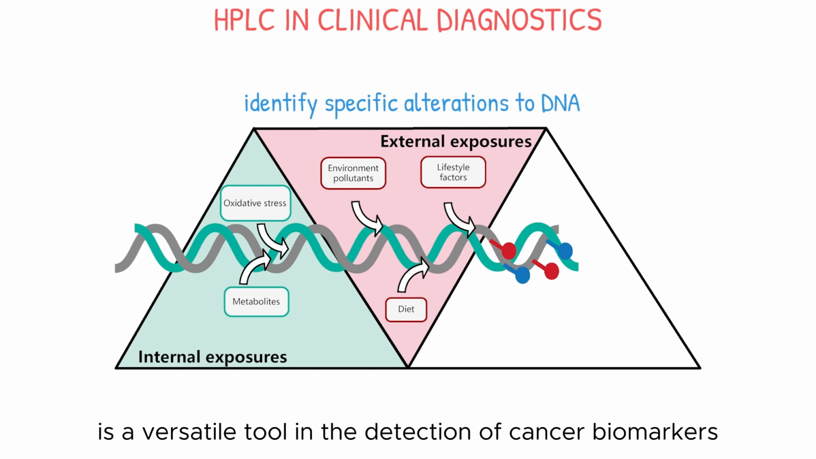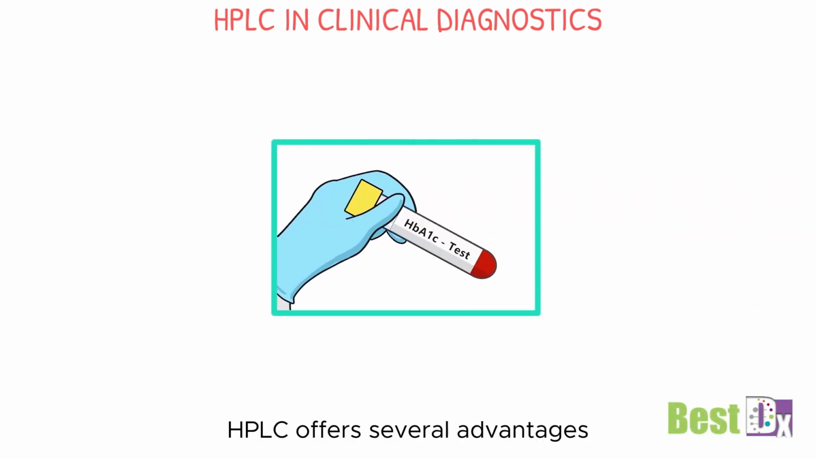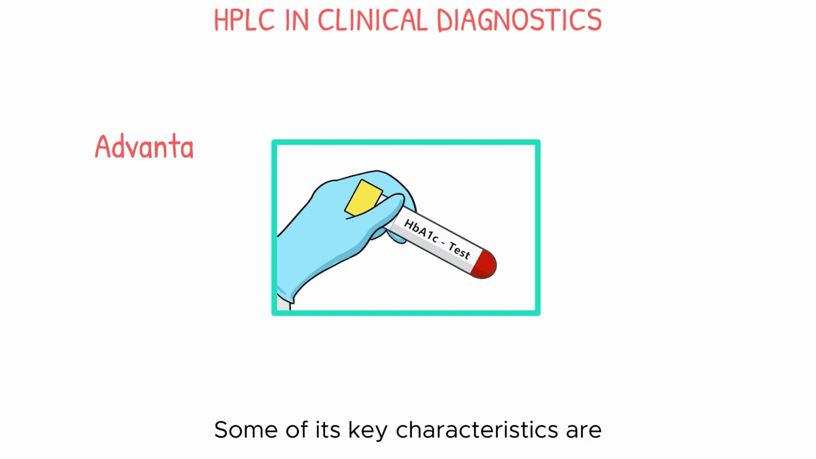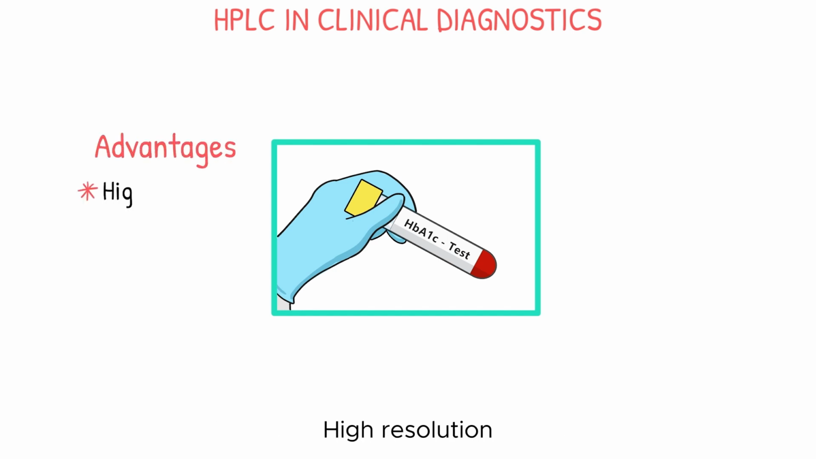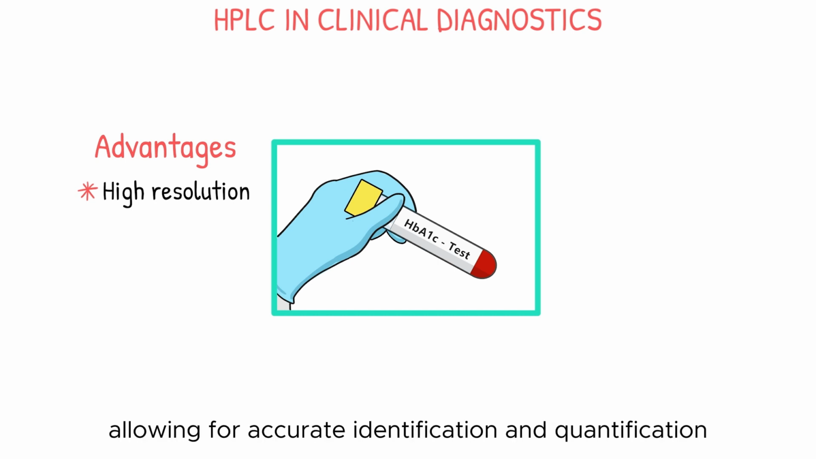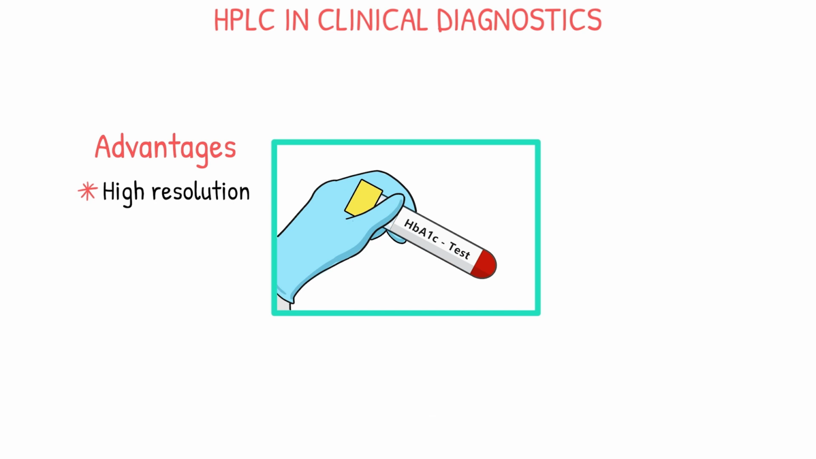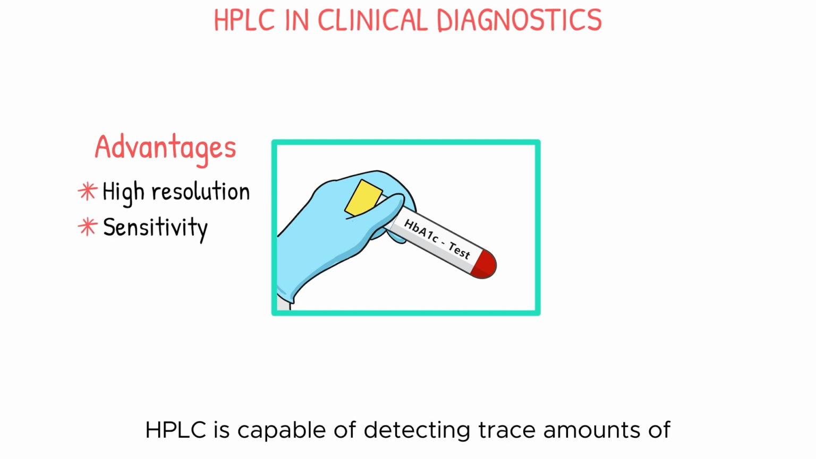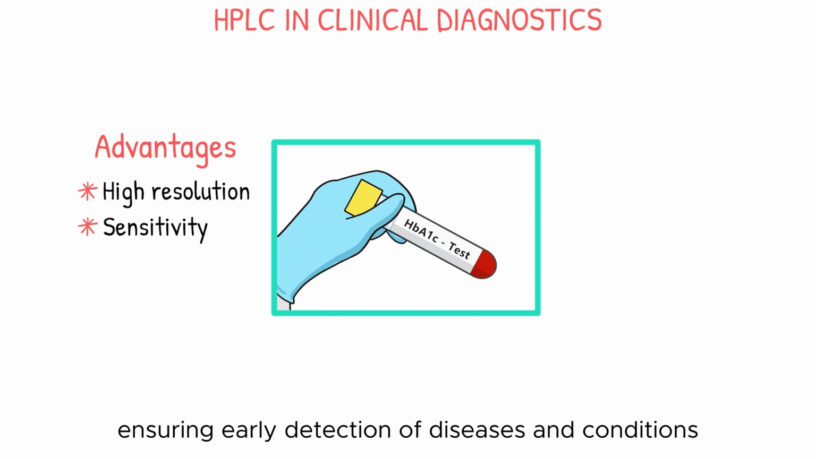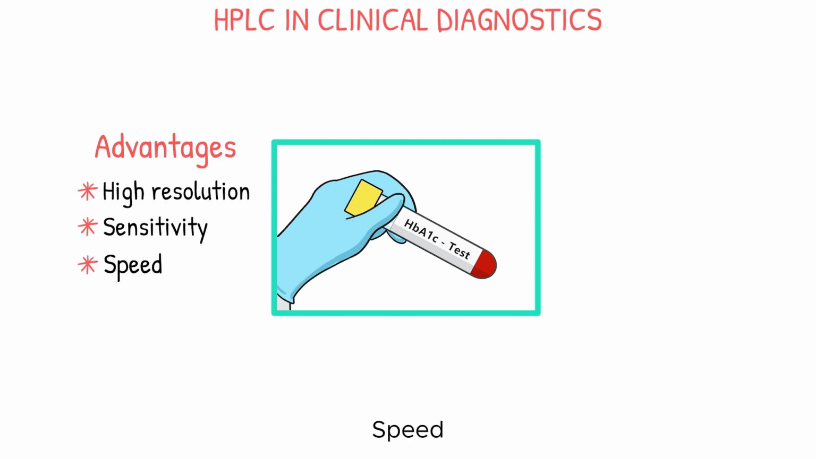Therefore, the use of HPLC, especially when combined with mass spectrometry, is a versatile tool in the detection of cancer biomarkers. HPLC offers several advantages in clinical diagnostics. Some of its key characteristics are high resolution, as HPLC can separate components with similar chemical properties, allowing for accurate identification and quantification. Sensitivity. HPLC is capable of detecting trace amounts of components in complex biological samples, ensuring early detection of diseases and conditions.